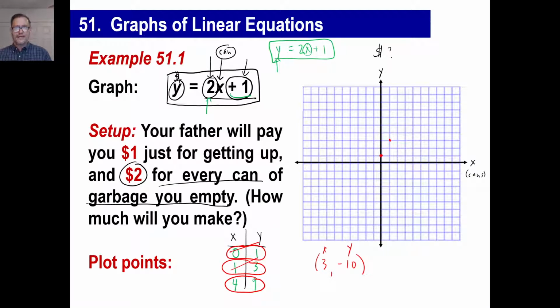So if you did 4 cans, in other words, you went 1, 2, 3, 4, and 1, 2, 3, 4, 5, 6, 7, 8, 9. There we go. Okay. So you can see what happens with those points. See how they line up? And there's your graph, right there.